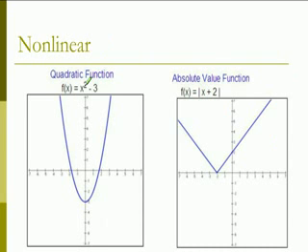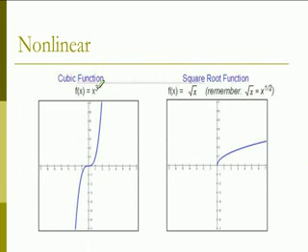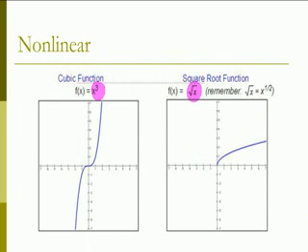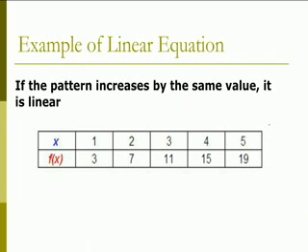A nonlinear equation will have x raised to different powers. Quadratic is a second power. Absolute value actually has the absolute value sign. A cubic function has x raised to the third, and a square root function obviously is the square root of x. So those are different looking graphs, not linear graphs. So if you see something that's not just a straight line like this, you know it's nonlinear. If it's like this, a half a circle or a V or a squiggly line or something like that, that has to be nonlinear.